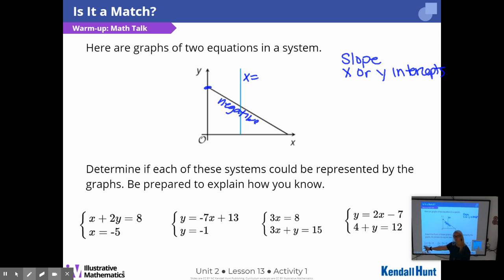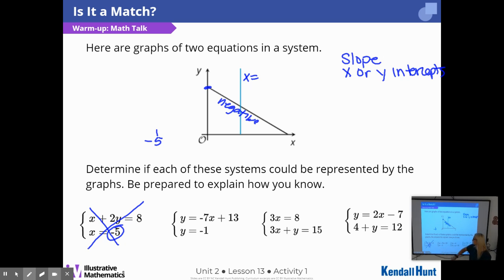So here, we look at this first equation, x plus 2y equals 8. In that equation, I can't see the slope or the y-intercept, so you have to solve and put it in slope-intercept form to see that. But let's look at the second one, x equals -5. We know that this equation has to be x equals something, but it's on the positive side. So -5 would be over here. So we automatically know that this system is not matching that graph.